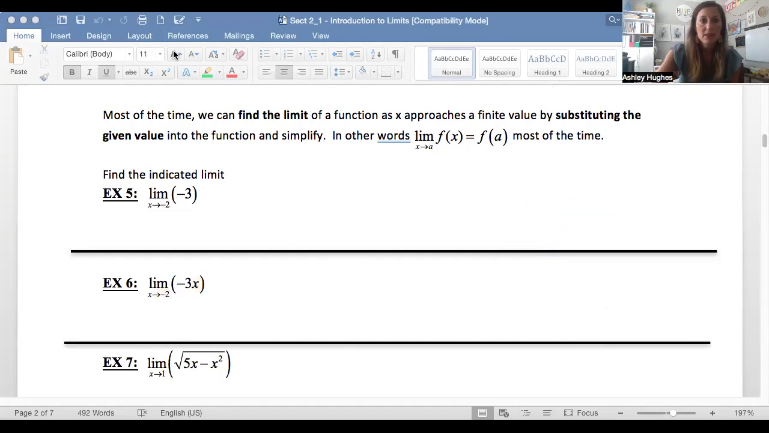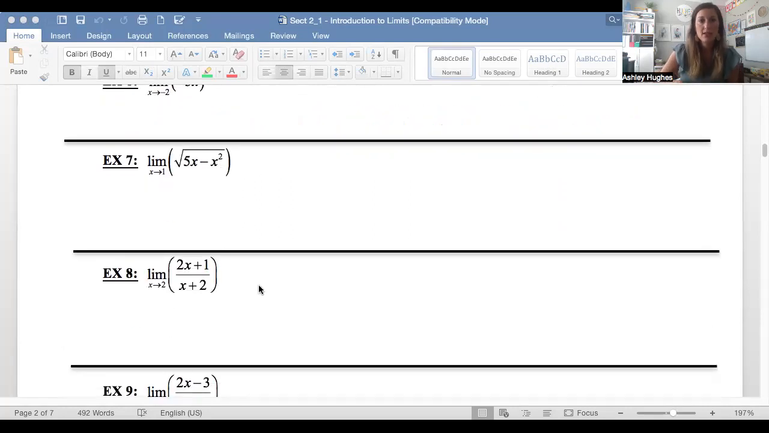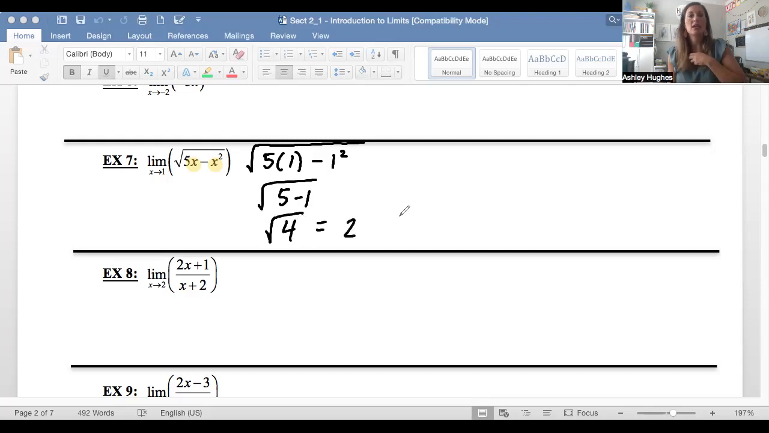Let's try this one. This says the limit as x goes to 1. Again, you just substitute it. So we're going to plug in 1 for each x, being careful with signs. So 5 times 1 minus 1 squared. 5 times 1 is 5, minus 1 is 4. The square root of 4 is 2. If you're solving, you would say plus or minus 2, but as it's written in the radical like this, it just means the positive value.